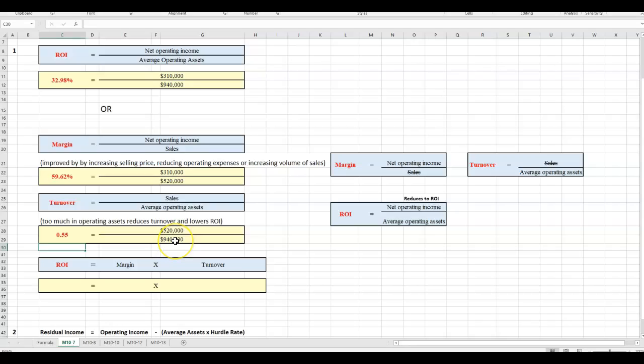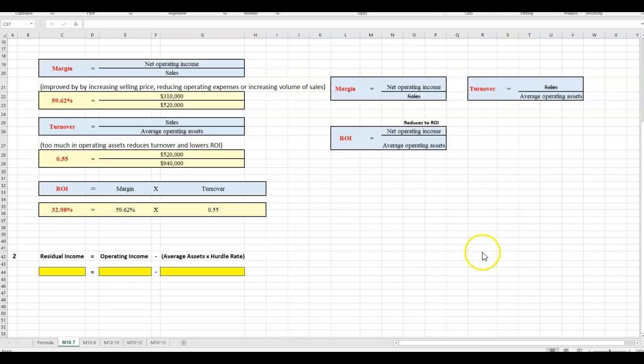The problem with the ROI calculation is it incentivizes not increasing your assets, which is not always a good thing, because if you have too much in operating assets, it reduces your turnover and lowers your ROI. So ROI is your margin times your turnover. This times this, 32.98%.